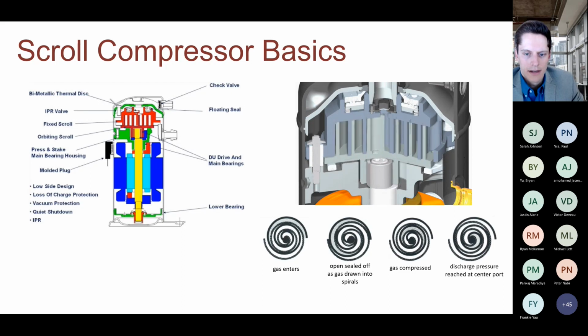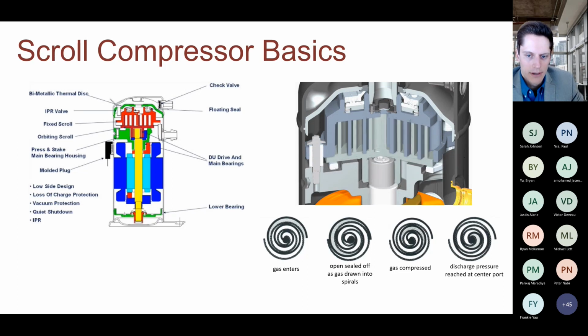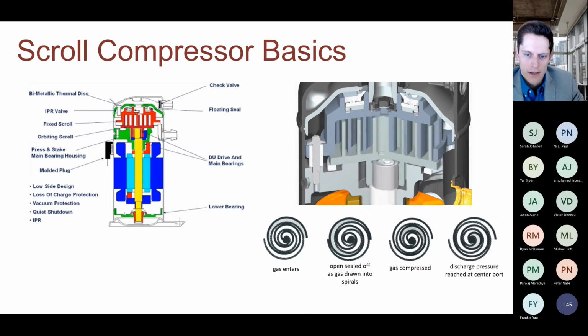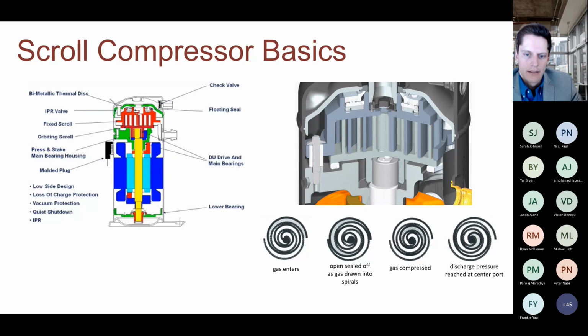So compressor modulation, I've mentioned that's an important thing many times here. In case you're unfamiliar with the way a compressor works, this is a scroll compressor. There are different kinds of compressors. This is just a scroll. This is one of the most common types of compressors, I'll say, in the DOAS world right now. And the graphic that I've got there is actually a digital scroll compressor.